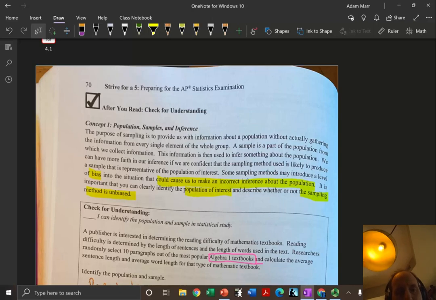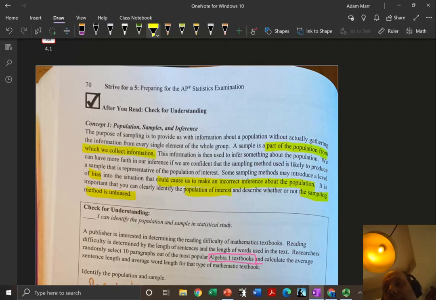First of all, the purpose of sampling is to provide us with information about a population without actually gathering information from every single element of the whole group. If we got it from every single element, that would take a lot of time, it would take a lot of money. So we sample. A sample is a part of a population from which we collect information. This will also help you with the vocabulary terms, but of course, you can always get these from the slides or the book. Probably the easiest way.